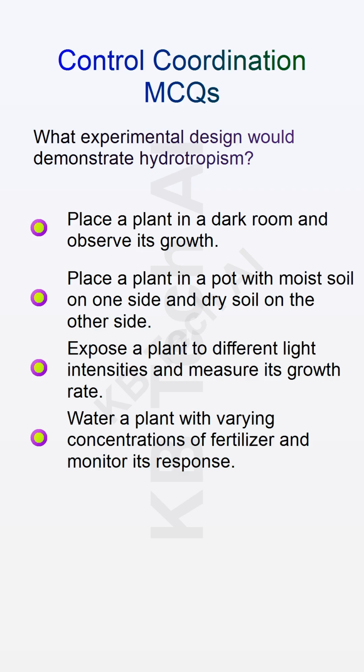What experimental design would demonstrate hydrotropism? Option 1. Place a plant in a dark room and observe its growth. Option 2. Place a plant in a pot with moist soil on one side and dry soil on the other side. Option 3. Expose a plant to different light intensities and measure its growth rate. Option 4. Water a plant with varying concentrations of fertilizer and monitor its response.